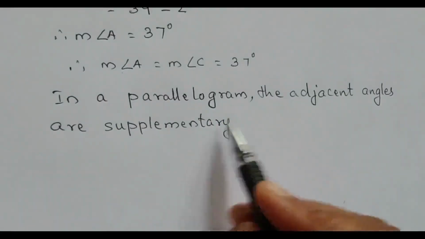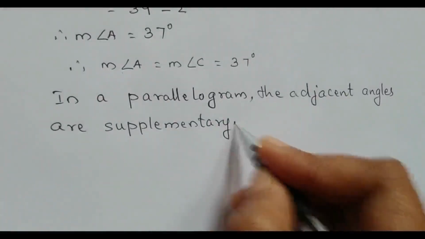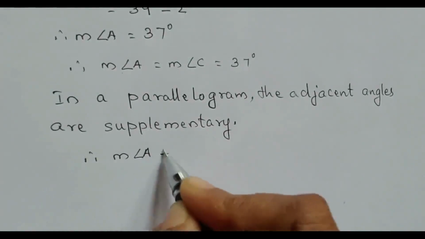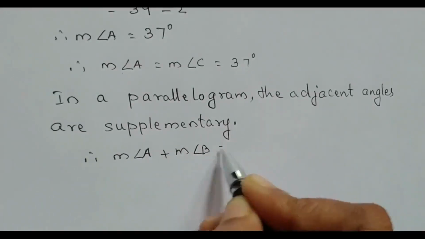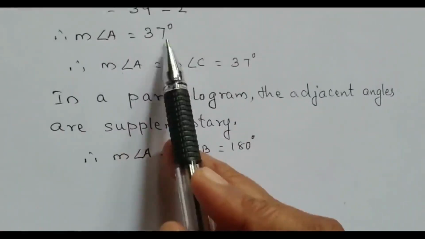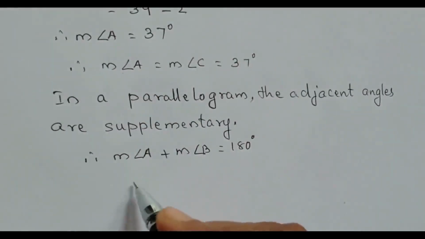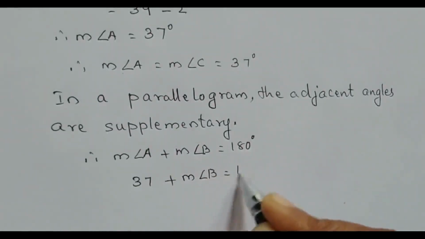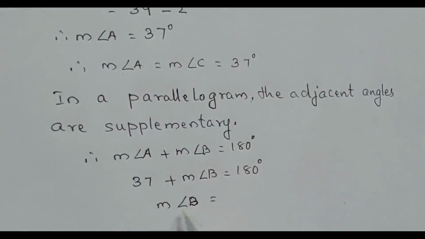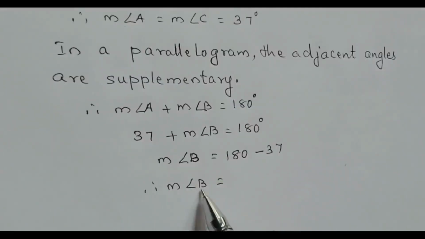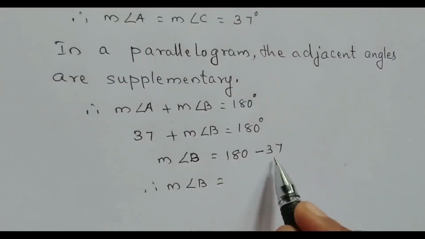In a parallelogram, the adjacent angles are supplementary. Therefore, we can write measure angle A plus measure angle B is equal to 180 degrees. Substituting the value of measure angle A as 37 degrees, we get 37 plus measure angle B is equal to 180 degrees. So measure angle B is equal to 180 minus 37.